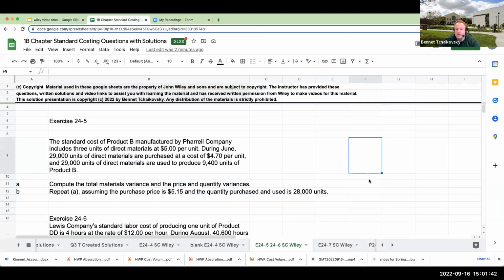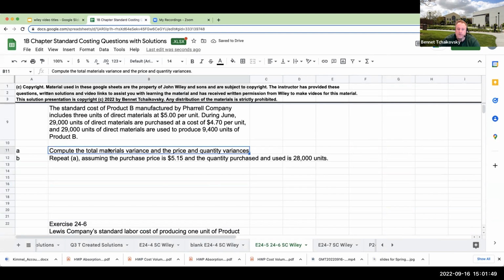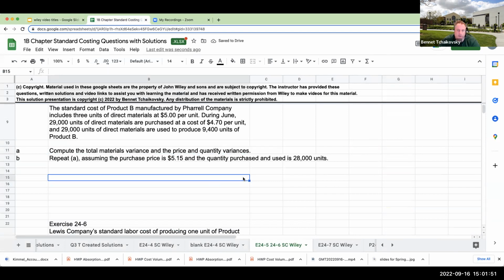Okay. So the first one, exercise 24-5. This is over here, and we're talking about materials variances. So when we look at what goes into the components in our WIP account, what do we have that goes in? We've got direct materials, direct labor, and then overhead, which we'll call variable overhead, and then fixed factory overhead.